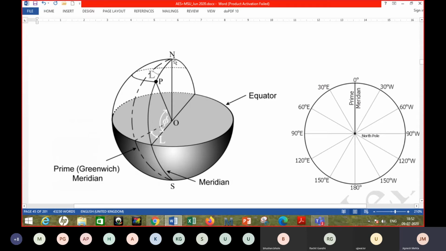So the North Pole, how much will it be? It will be 90 degrees. The South Pole will be minus 90 degrees. Any place on the equator will have phi, the latitude, equal to 0 degrees, right? So that is what latitude is.